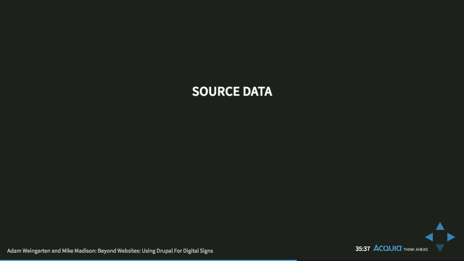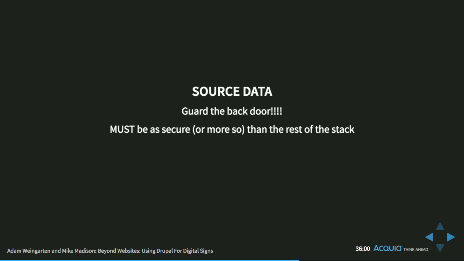You need to not just worry about that, but also about the source data that's feeding your sign. We've talked a little bit about securing the hardware, we've talked a little about securing Drupal, but now we're talking about the data that's going into Drupal. That's a really good backdoor to get data onto your sign. So it needs to be at least as secure as the rest of your stack. So validate your data and audit it too.